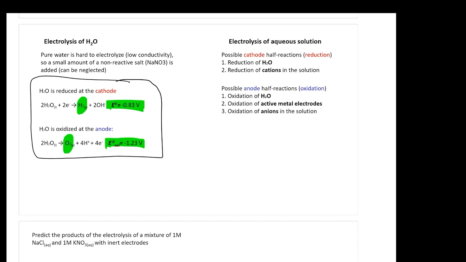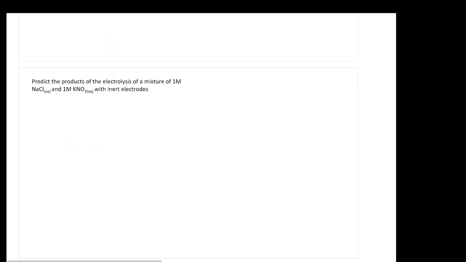You need to memorize these two equations. Once you know this, the principles we learned so far all apply. So if you have multiple salts together with your water, you consider all their standard reduction potentials or their oxidation potentials. The one with the least negative value is going to be the one that gets electrolyzed.